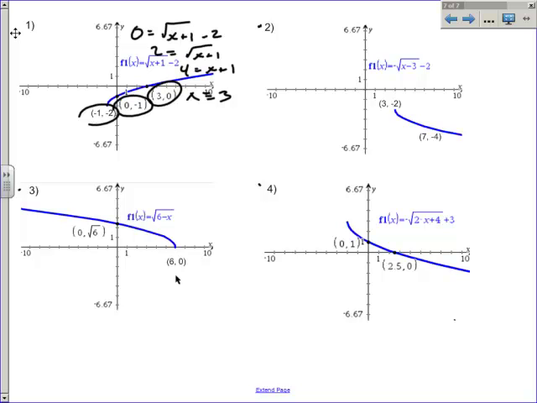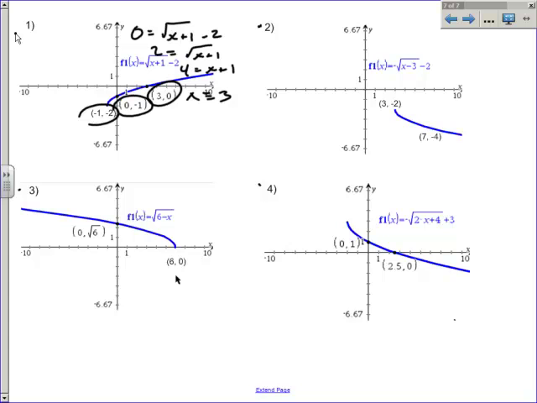For number 2, the x value of my origin is going to be 3. The y value of my origin is going to be negative 2. I've got 3, negative 2. The negative in front is what causes this graph to head in a downward direction. I'm not going to have an x-intercept or a y-intercept. I just picked another point.